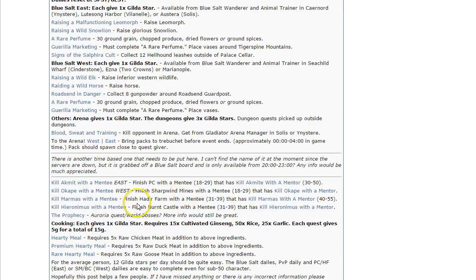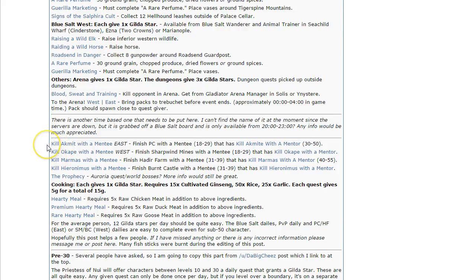Then there are daily quests for the dungeons, and this is very, very important. These are the most valuable quests. They give you 3 Gilda Stars every time you do it, and again, it's a daily quest. There's one for Palace Cedar if you are in the East, and then there's also one for the Sharp Wind Mines if you are in the West. Those are very simple dungeons. You take one low-level character, 18 to 29, run them through the dungeon, kill the boss there, and then open up the treasure chest at the end with the mentee, and you will get 3 Gilda Stars. That takes maybe 10 to 15 minutes to do a whole run if you are level 50.